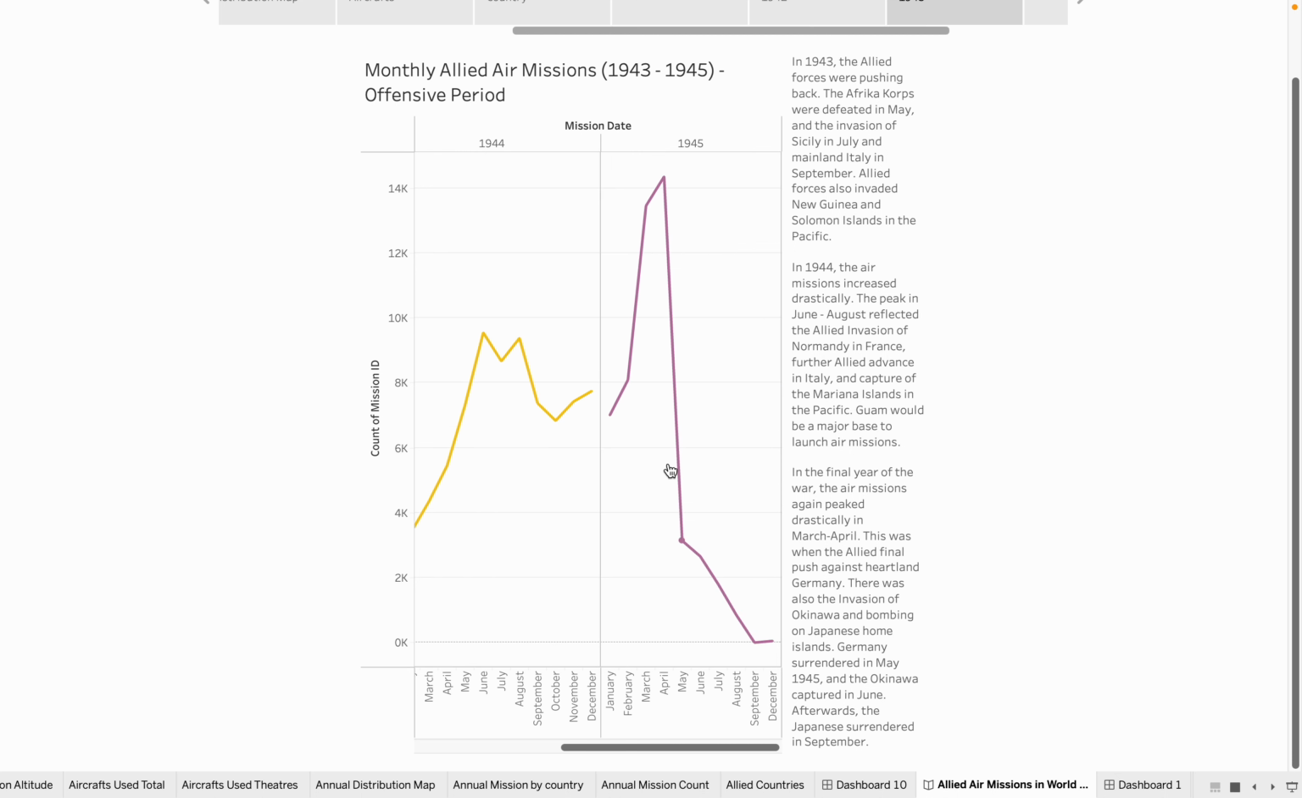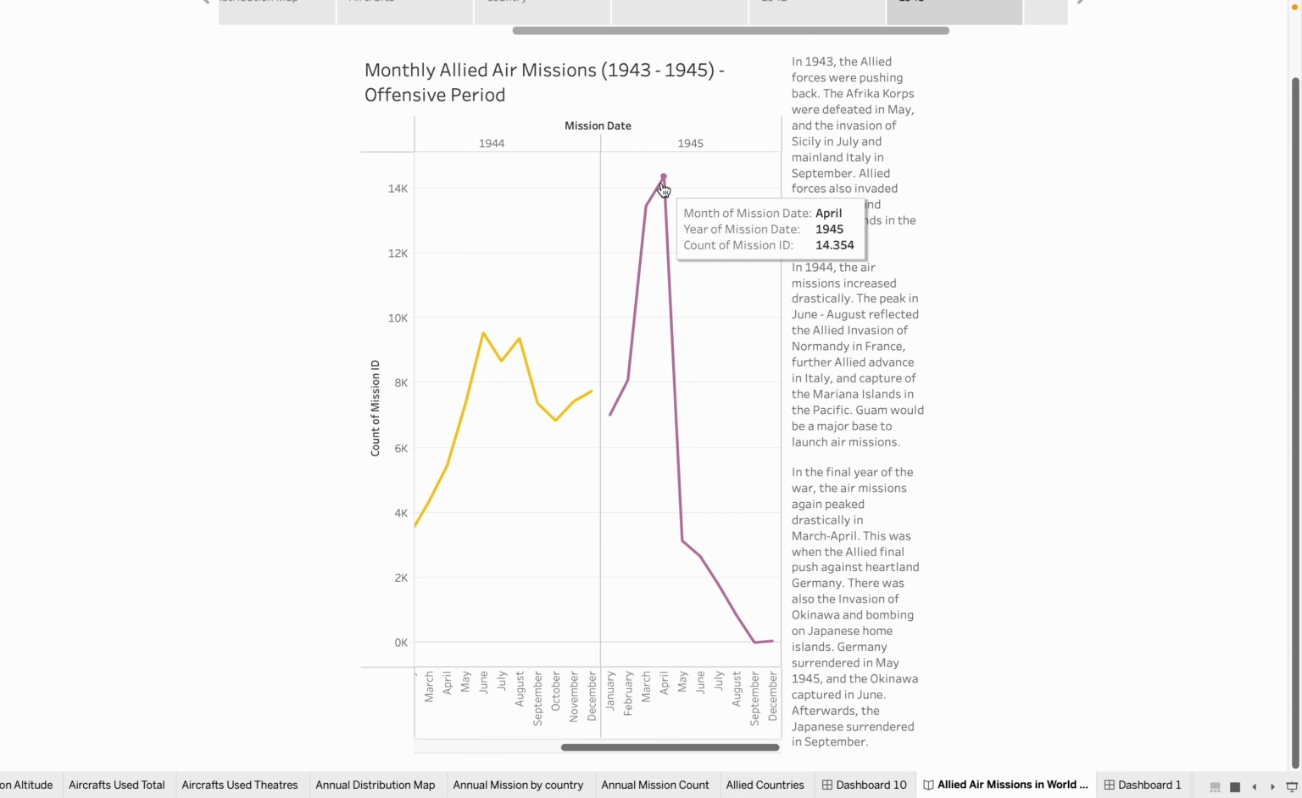In 1945, the Allies were on the offensive again, and they were trying to finally defeat the Axis powers. And as we can see here, in March and April of 1945 was when the fighting inside Germany was the highest. So the Allied forces were now inside Germany, and they were trying to fight and bring Germany down, right?